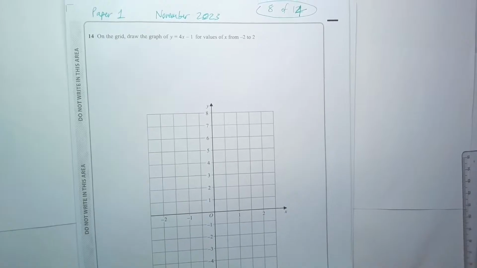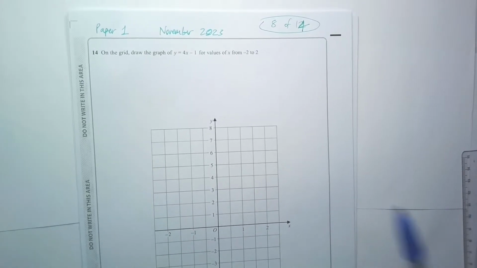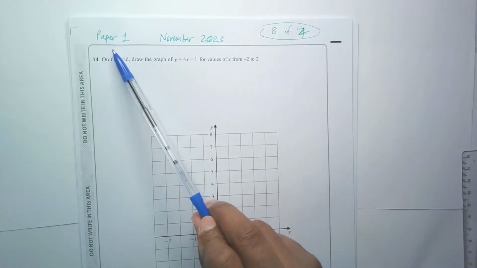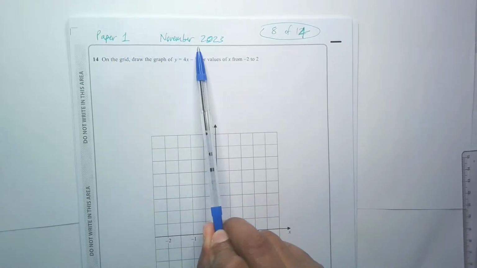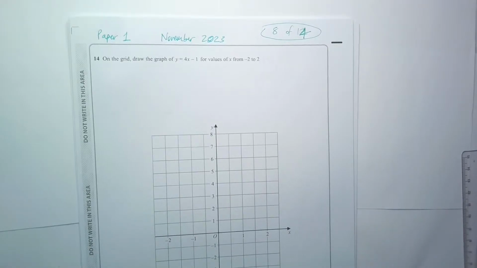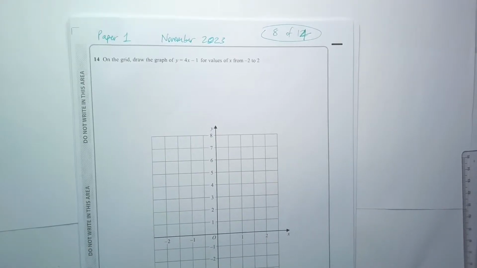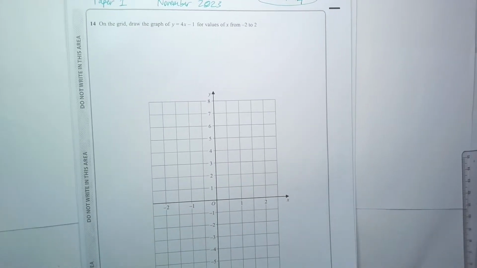Okay, so for this question, this is our 8th question of 14. This is paper 1, so non-calculator, no calculator is allowed. This is from November 2023. Press pause and have a go. When you're ready, press play for the answer. You can see from this question, this is our hardest question so far. They don't give us any hints or anything.